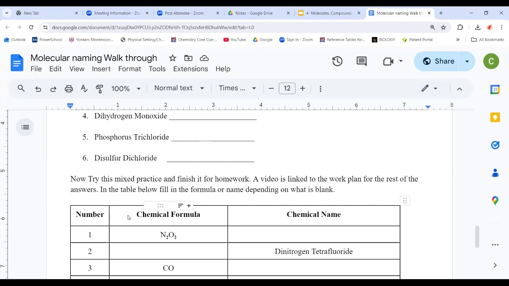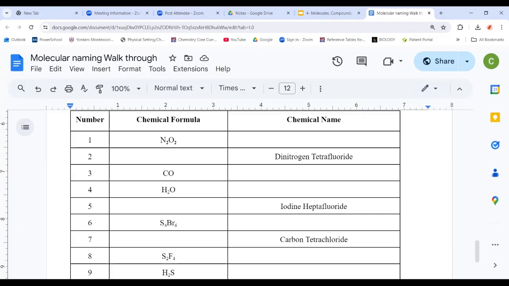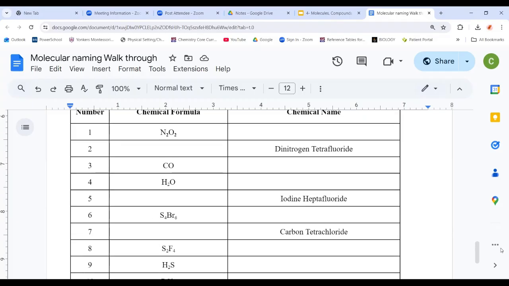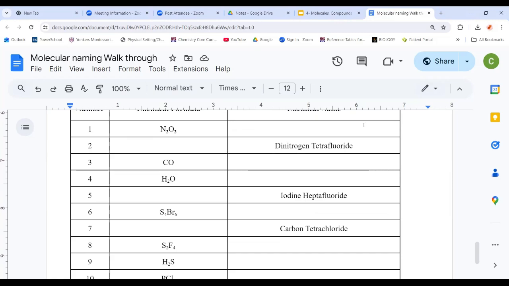Last one is disulfur dichloride. So that's S2Cl2. Okay, and last but not least, we're going to do practice. Again, this is what your quizzes are going to look like. It's just going to be one big page, pretty much, of tables. And the table will be, you have to fill it out. So whatever's blank is your responsibility. If you have a formula and the space next to it is blank, you're going to put the name. If you have the name and the space next to it is blank, you're going to put the formula.